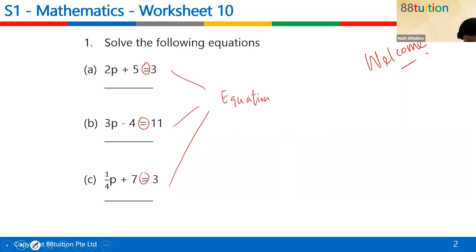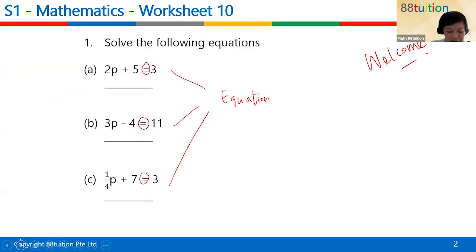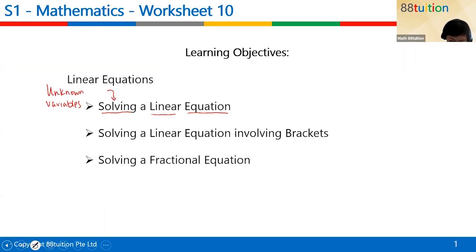Okay, so at this juncture, we are going to learn the word solving. Solving means you must have some unknown. What are the unknown things here? We call them variables, and these variables are alphabets. Here, P is represented by an unknown value, so that's why we call them variables.